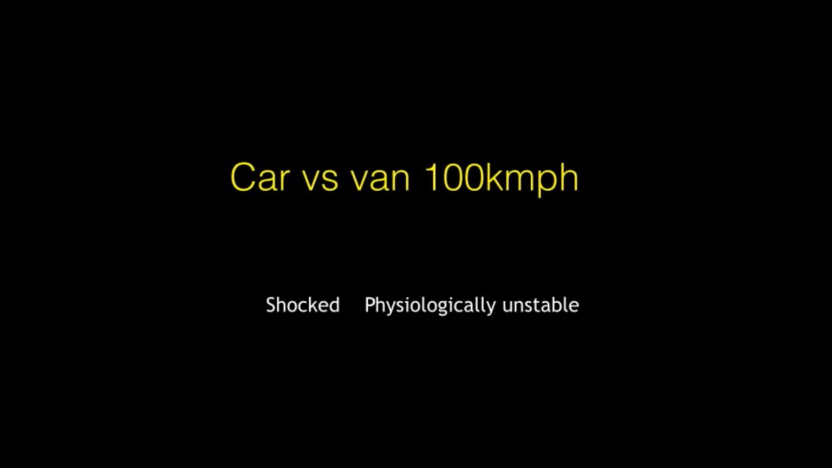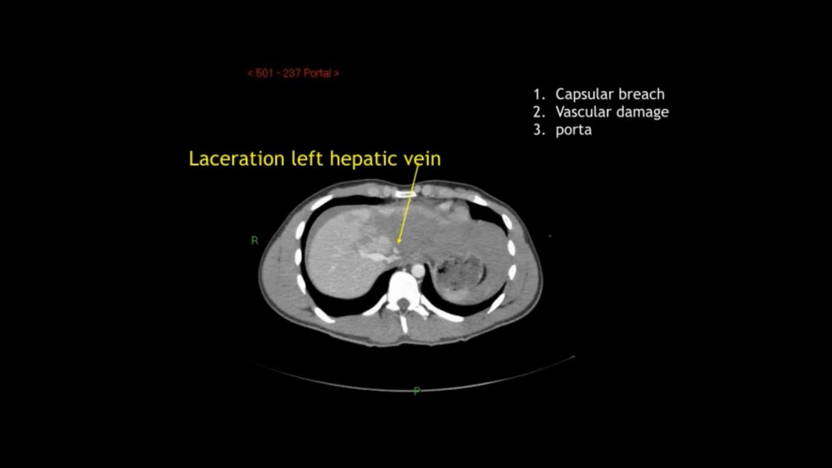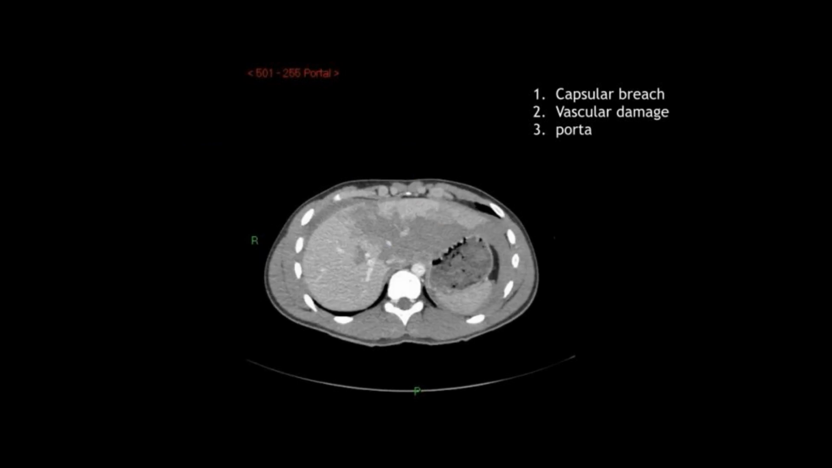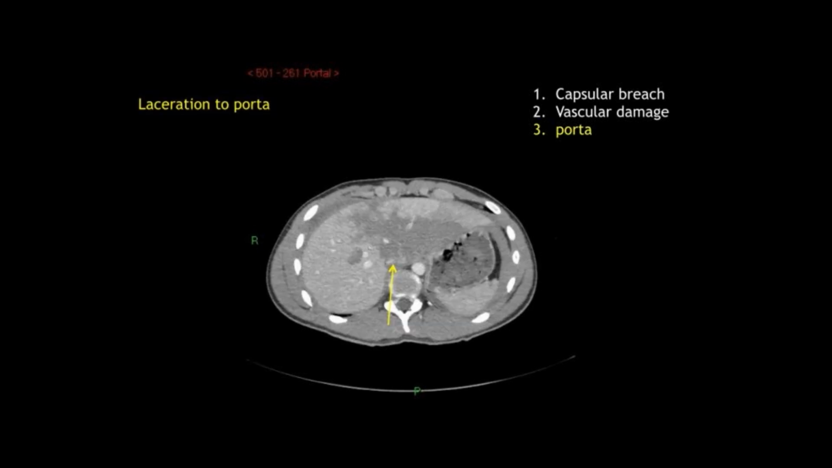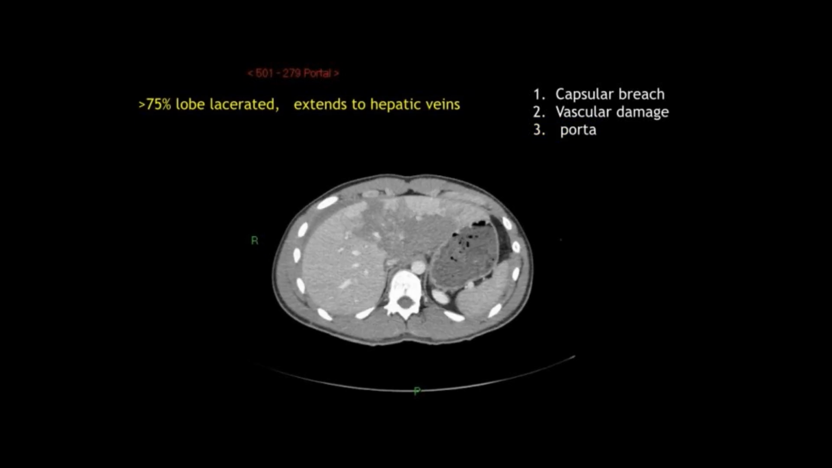Okay, here's another patient who was hit by a car at a very high speed, and they're very unstable. I'll show you the portal phase imaging. So basically, the whole of the left lobe of the liver is completely wiped out, and you can see that there's a laceration of their left hepatic vein. So it's actually gone almost all the way down to the IVC. So it's a venous injury here. Obviously, there's a hemoperitoneum as well. Obviously, it's extended down to the porta, so this is a quite significant injury. It's a grade 5 laceration, really.